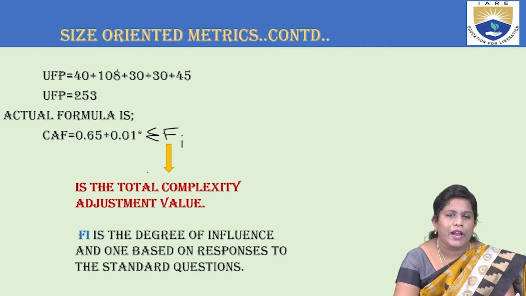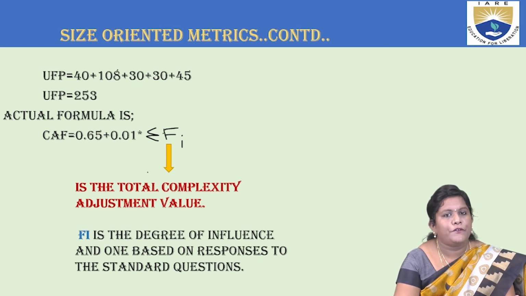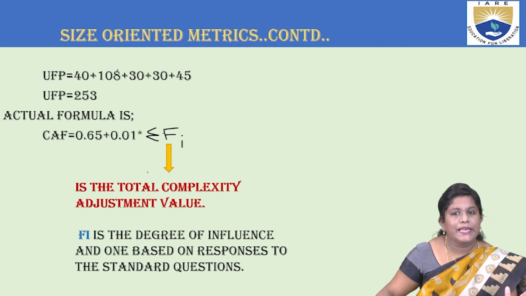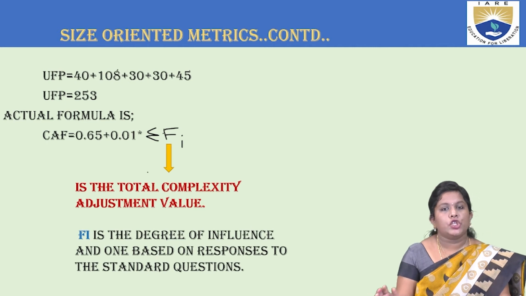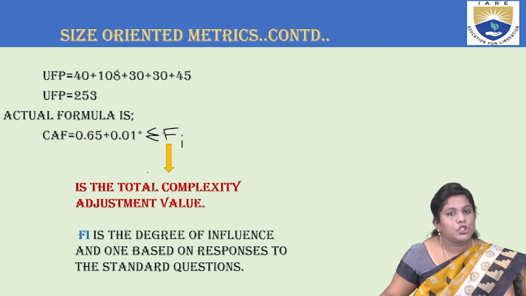These Fi are the factors that have to be assumed by the developer, who draws them on a scale of various features, indicating low to be 0 and the topmost, that is very effective, to be 5 on a scale. Based upon all those factors, we are calculating the Fi. So I repeat, Fi is the degree of influence based on responses to the standard questions, right? So this is nothing but the total complexity adjustment value, right?